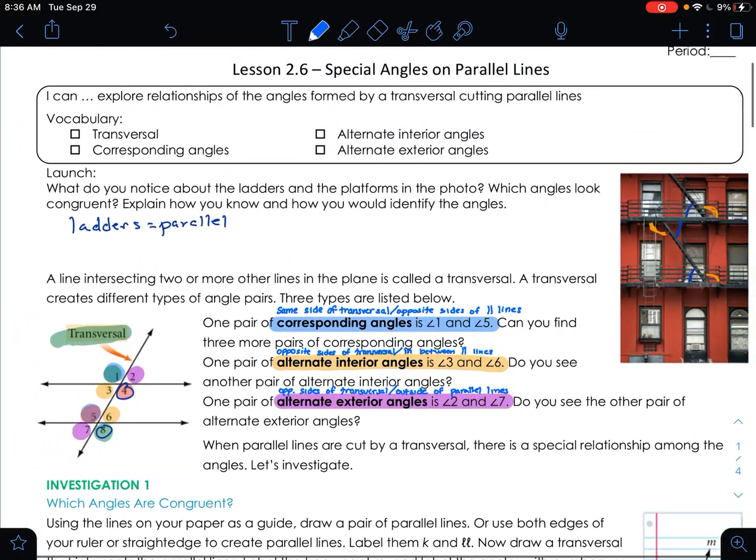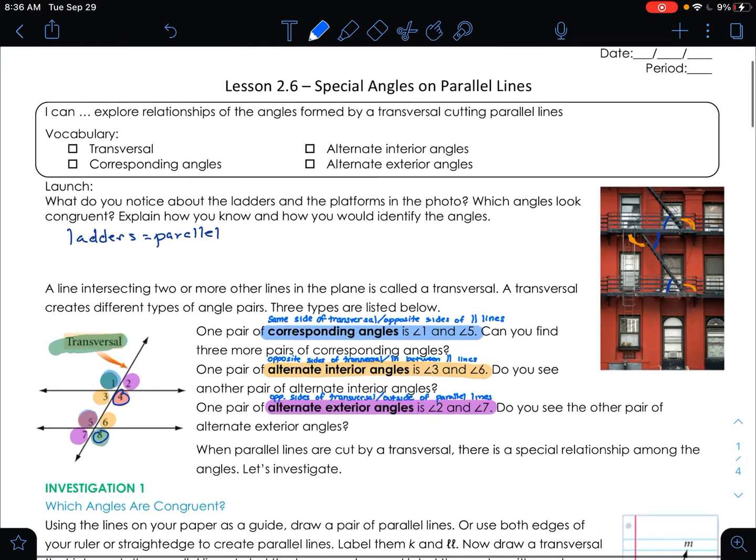All right. So that is the main idea of these notes. When you're working on your homework, you should feel comfortable identifying which angles in a picture are congruent and using that information to find the measurements of missing angles.